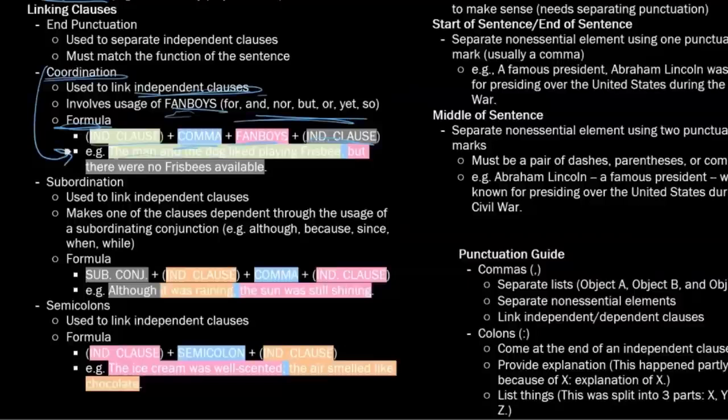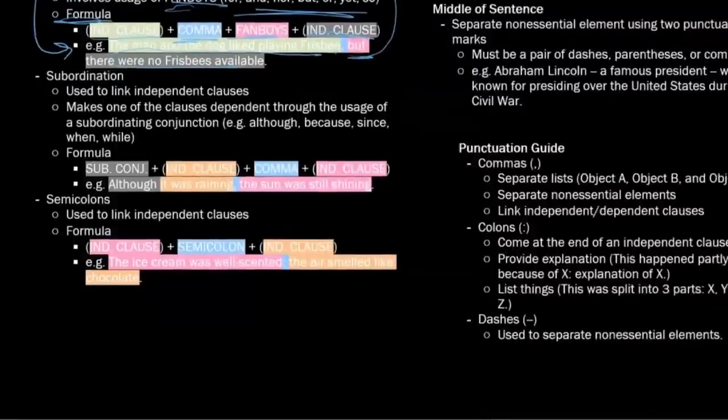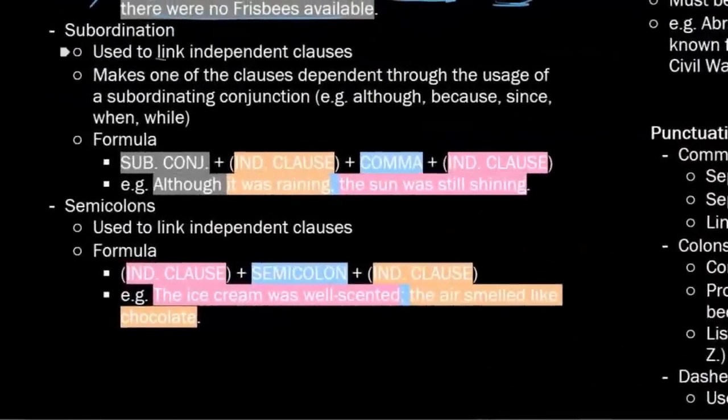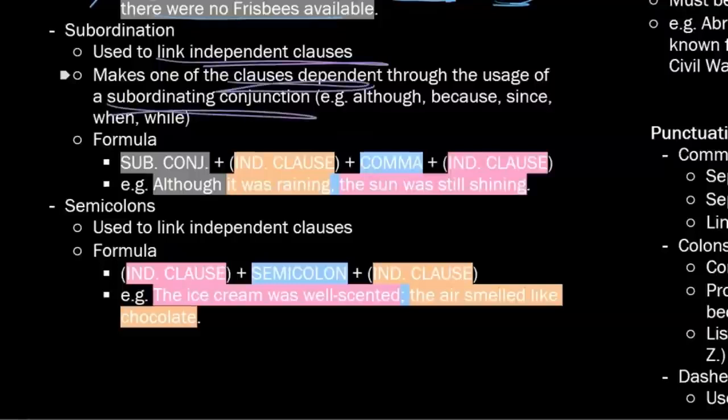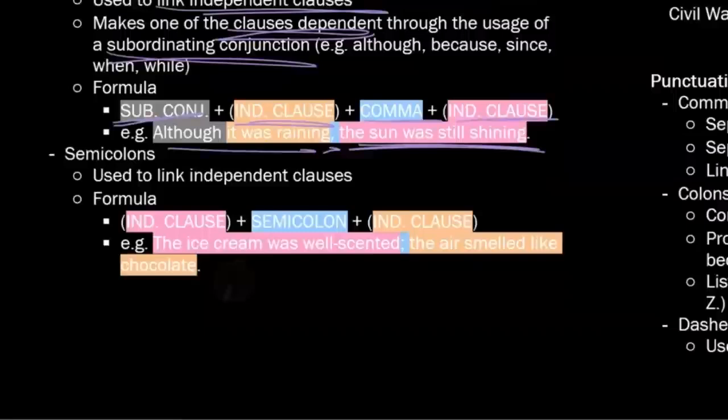So let's say we have our first here, this is independent clause, comma, this is one of our fanboys, then another independent clause. Let's look at subordination. We're going to use it to link independent clauses again, but we're going to make a clause dependent by using a subordinating conjunction. So we have a subordinating conjunction, a dependent clause, a comma, and an independent clause. Although it was raining, think about it, on its own it doesn't really make sense because you need to say something else, although what, right? It doesn't make sense. Comma, the sun was still shining, another independent clause.